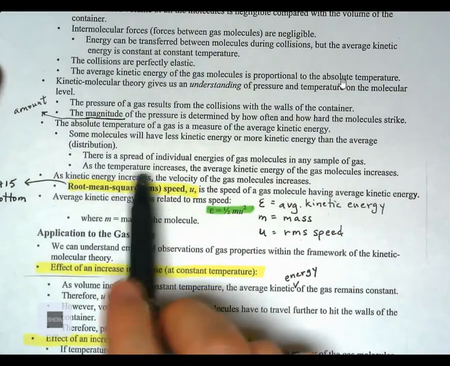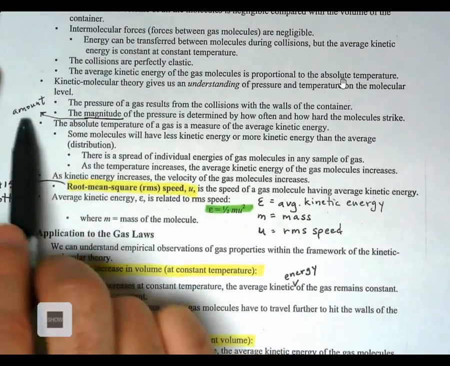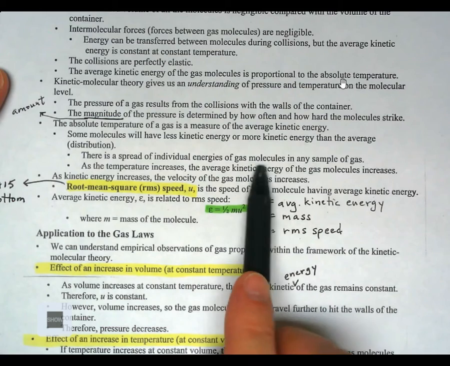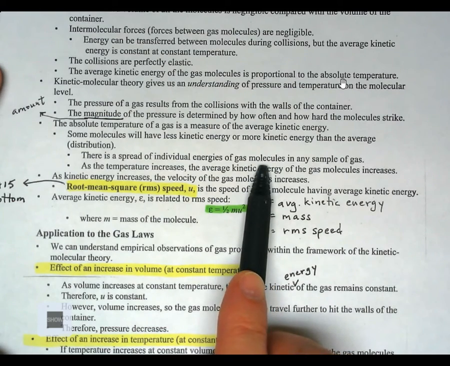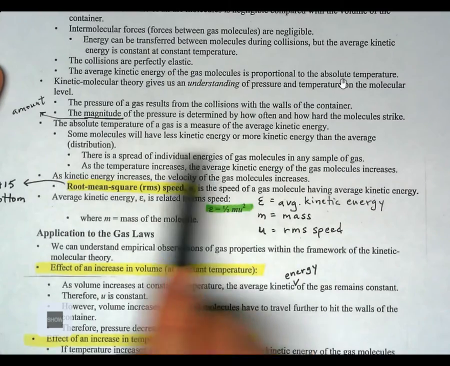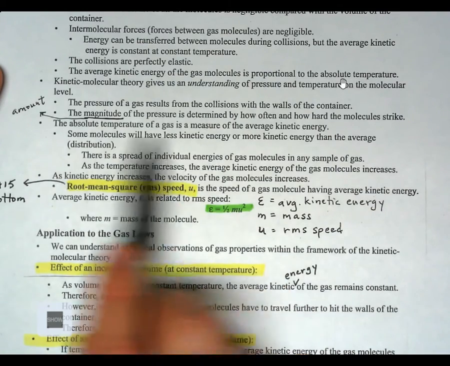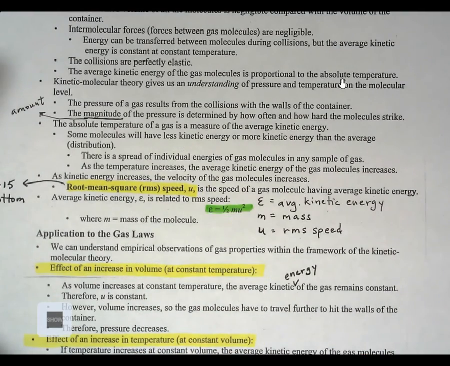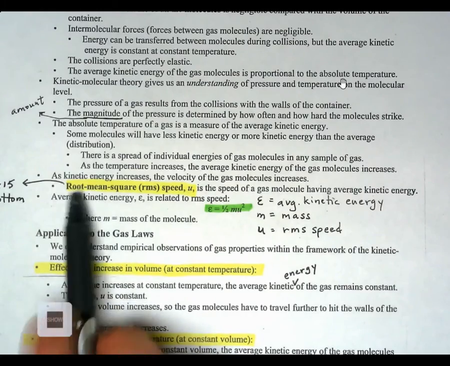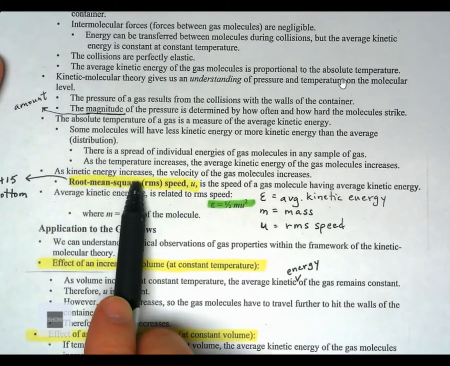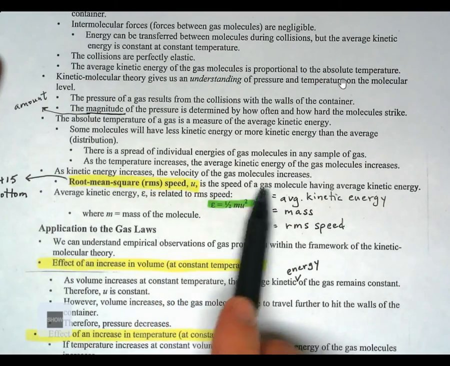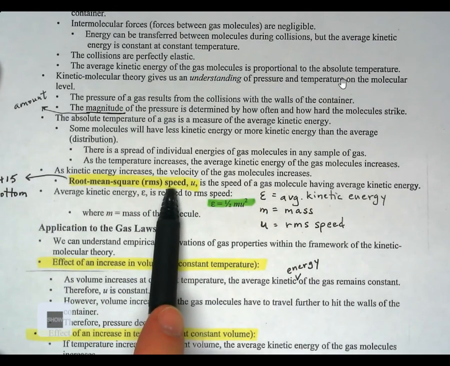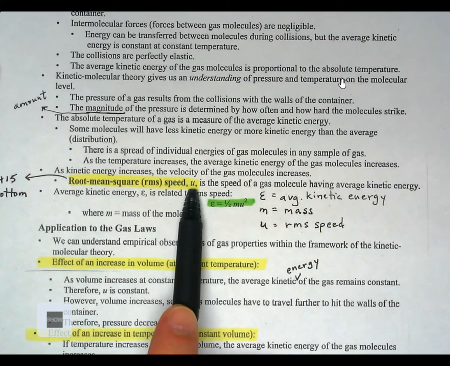Okay. All right. This is basically just saying that within any given sample of gas molecules, there's some that are going to be traveling faster, some that are traveling slower. The temperature of something is kind of an average of all the different ones. That's all it's saying. Okay, as kinetic energy increases, the velocity of the gas molecules increases. So there's something called root mean square, or RMS speed, which is designated by variable u.